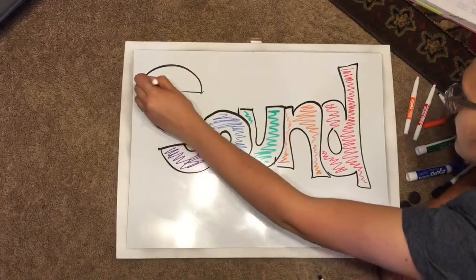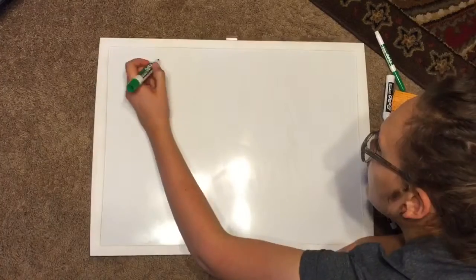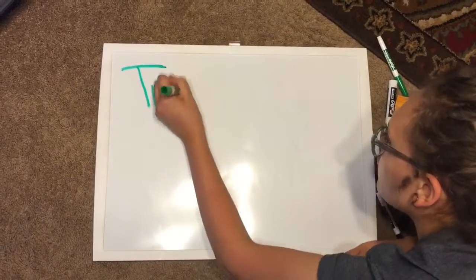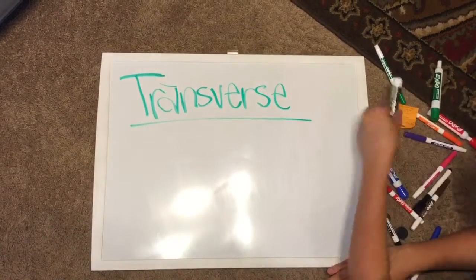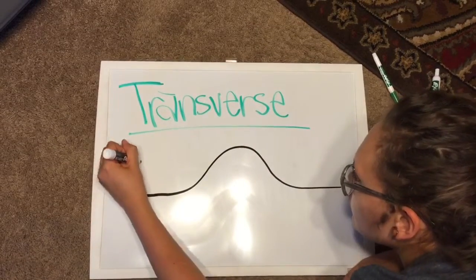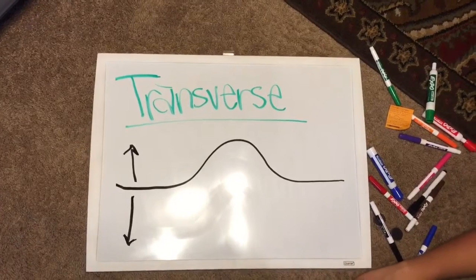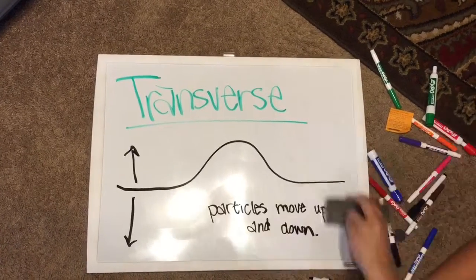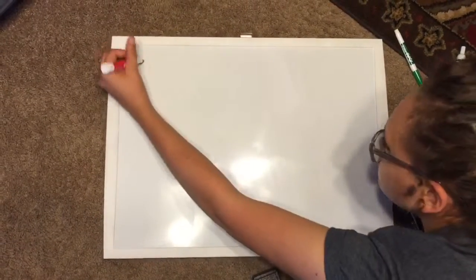There are two types of waves. The first type are transverse waves, also known as S waves. A transverse wave is a wave in which the particles in the medium move perpendicular to the direction in which the wave travels, such as shaking the end of a stretched string up and down.